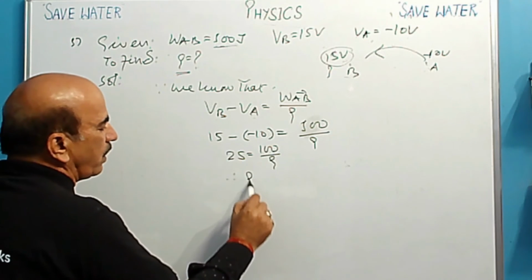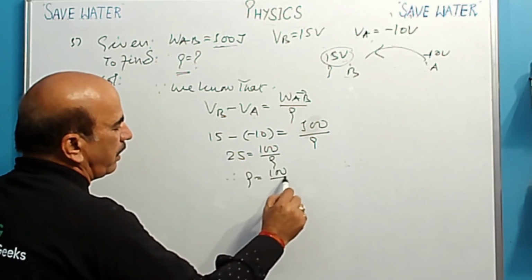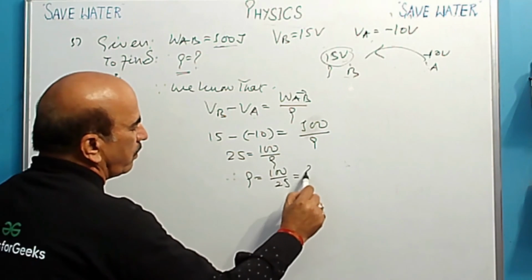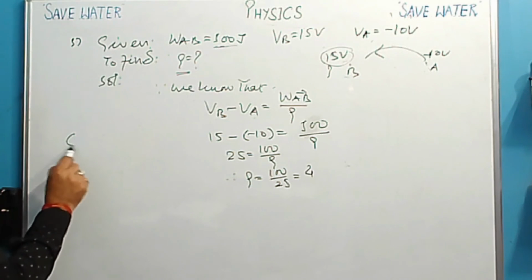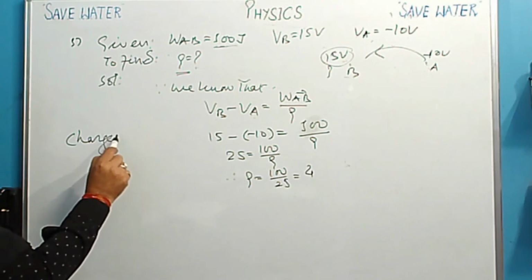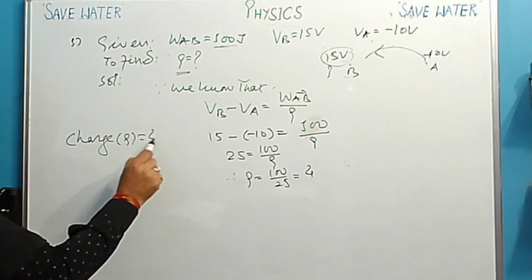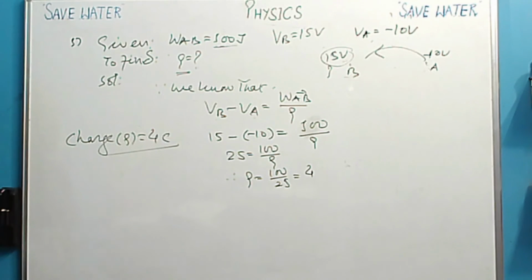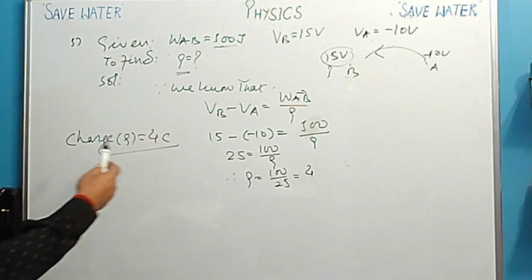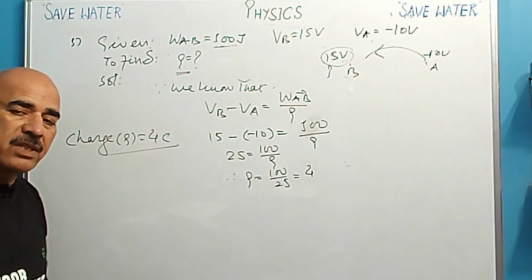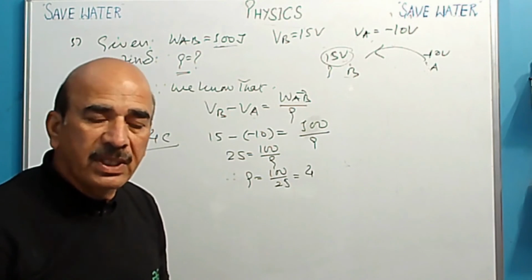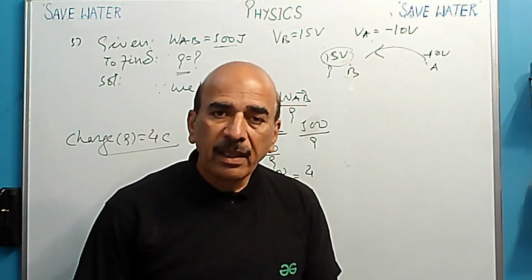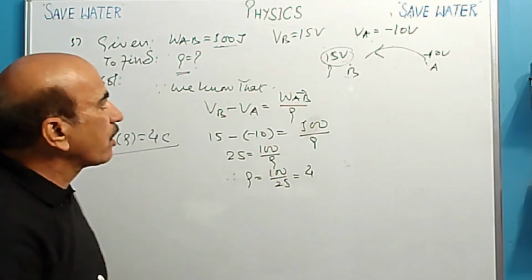So therefore Q will be how much? 100 upon 25 is equal to 4. So therefore charge कितना आ गया? Charge Q is equal to 4 coulomb. ठीक है? तो now we have got second question from the first question itself. So this way we can practice number of questions. तो एक और question इससे बना सकते हैं, है ना? So try to make another question from this.